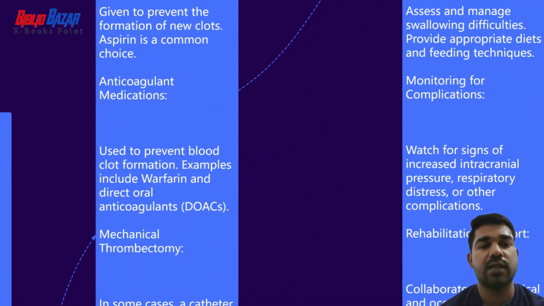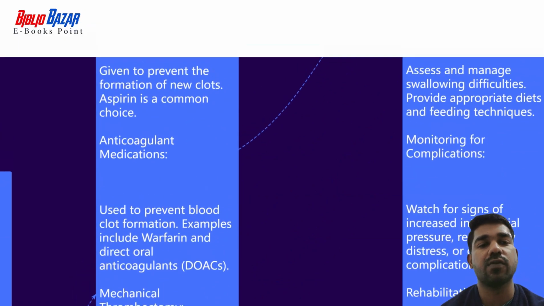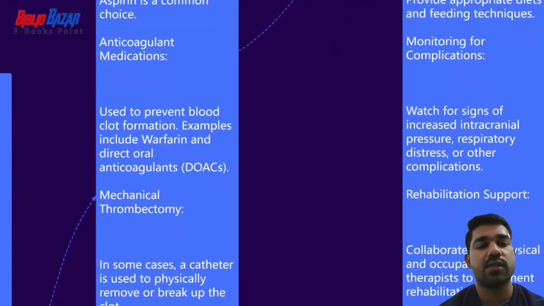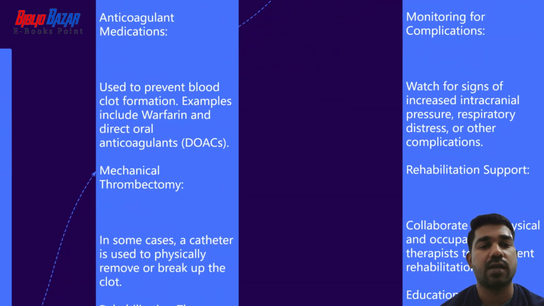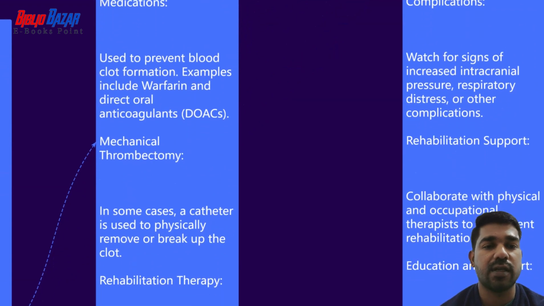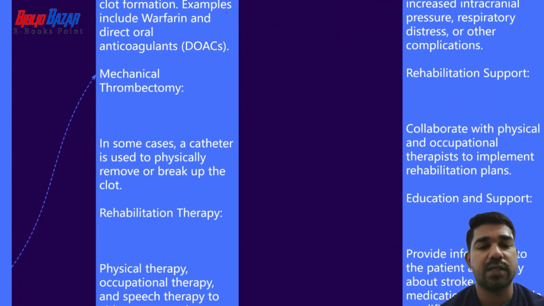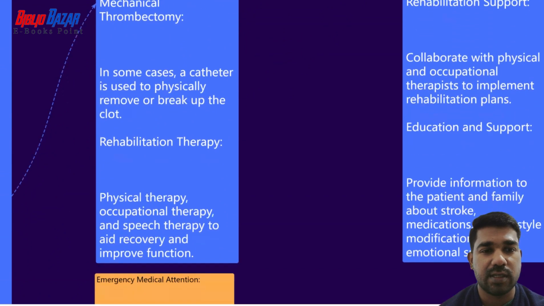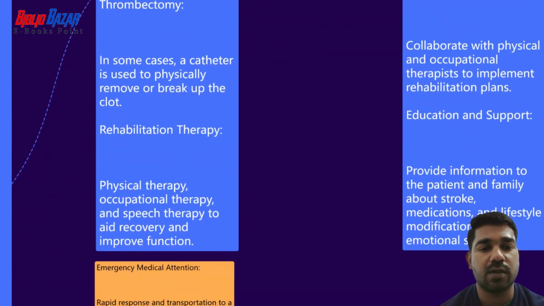Then if the patient has any swallowing difficulty, we need to feed them accordingly or suggest to the doctors artificial feeding or tube feeding measures. Watch for signs of increased intracranial pressure. Usually when the intracranial pressure increases, patients will be distressed. So pupils can be monitored. Then at least once every 4 hours the patient's GCS will be monitored.